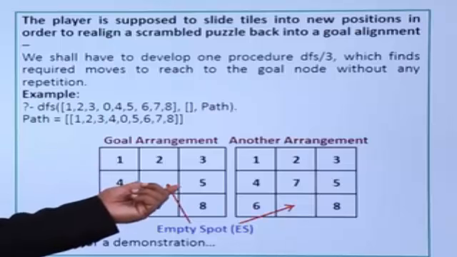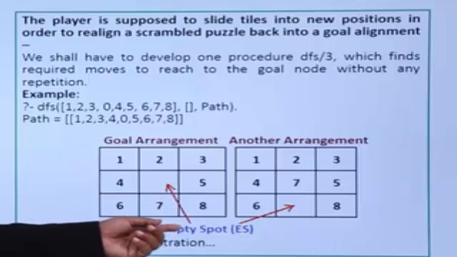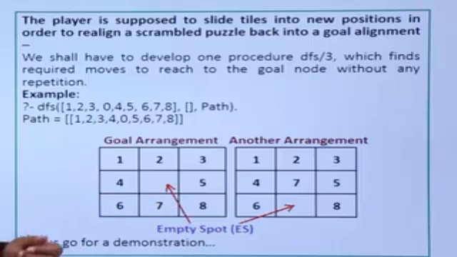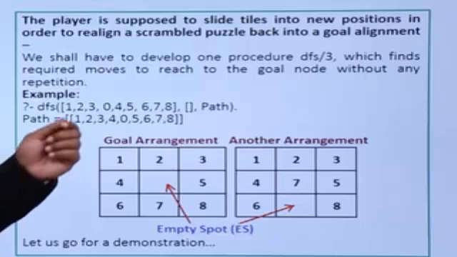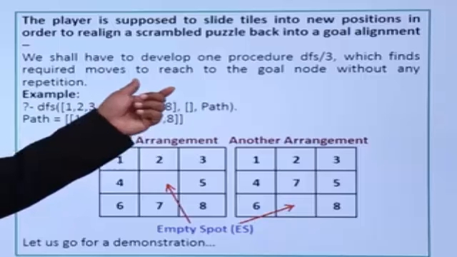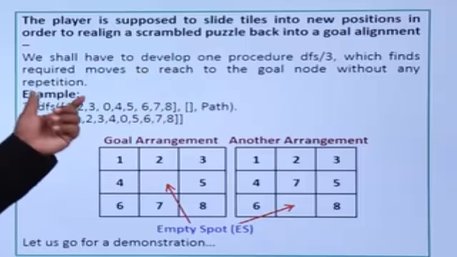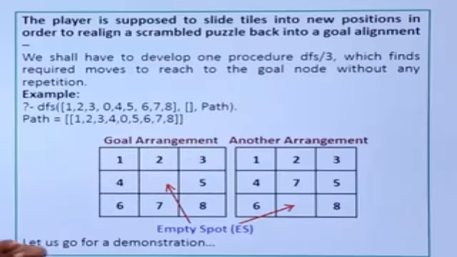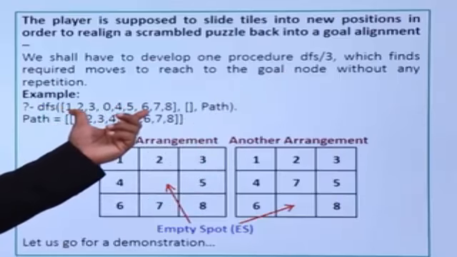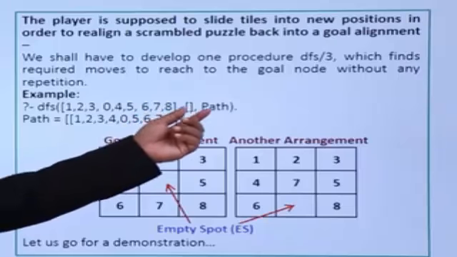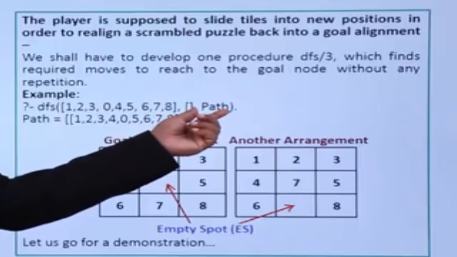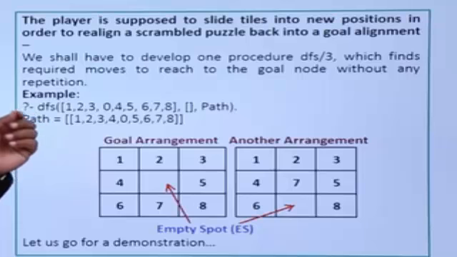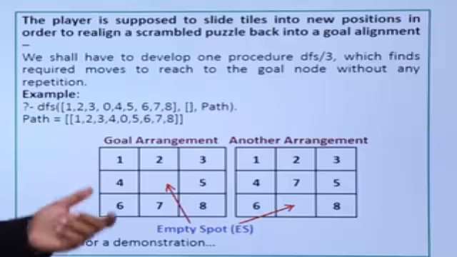So we are supposed to arrange these 8 tiles in such a way that we have this goal arrangement, where the center point will be known as the empty spot or ES. We shall have to develop one procedure DFS which finds the required moves to reach the goal node without any repetition. And this DFS will have 3 arguments. Here we have the first argument and the second argument, and this is the variable that is a path. In this way, this DFS procedure will get executed.